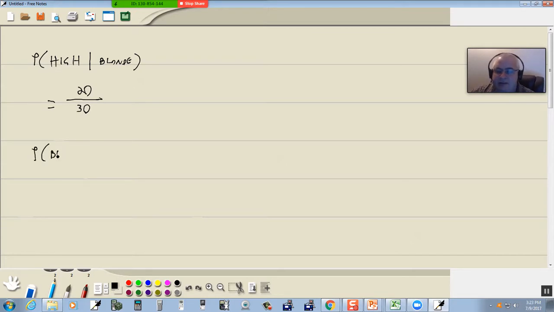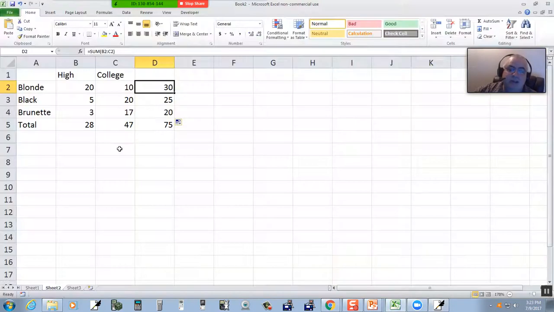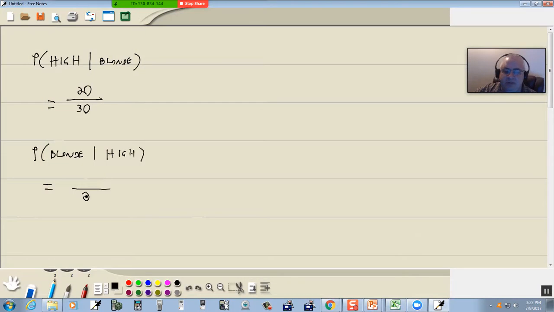Now, sometimes it's flipped around. We're looking at probability of blonde given a high school student. Now, whatever follows your given here is always what goes in the denominator, the bottom. So high school students, if I see I got 28 high school students, 28 goes here. So again, that dictates what goes on the bottom. This dictates what goes up on top.